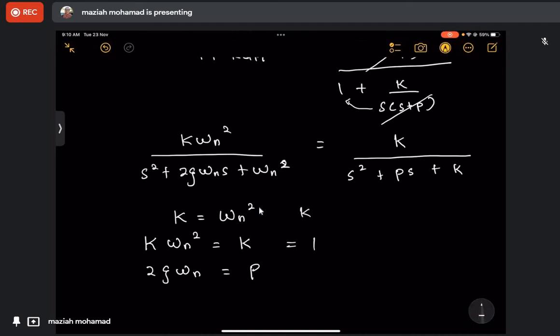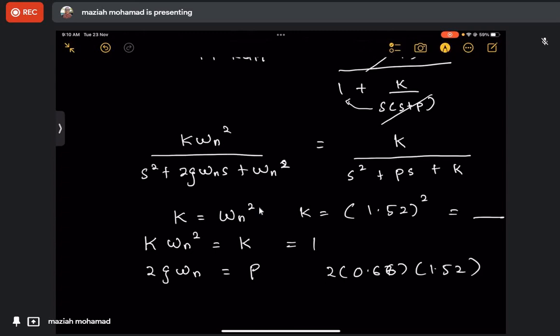So K is equal to 1.52. Is it? I don't remember. What value of omega n did we calculate earlier? 1.52. Okay, 1.52 squared. So that is the value for K. And then as for P, it is 2 multiplied with 0.66 multiplied with 1.52. Okay, this will be equal to P.